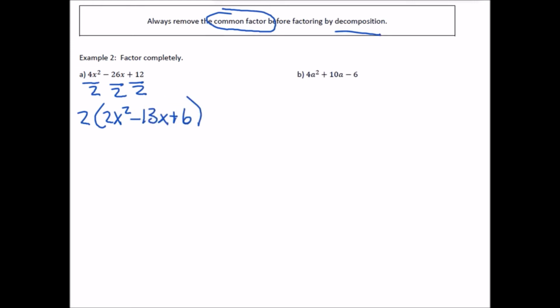Now from here, we can take this trinomial. Leading coefficient's 2. So we need two numbers that multiply to 12 and add to negative 13. So 1 and 12 do that with a negative, negative. Okay, so just bring this 2 down as a common factor. And now inside this bracket, we want to break down this middle term into negative 1x minus 12x.